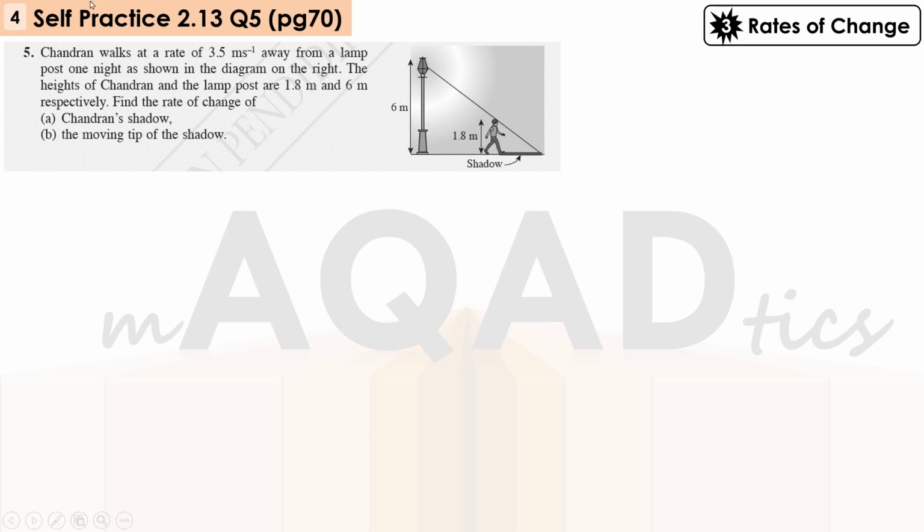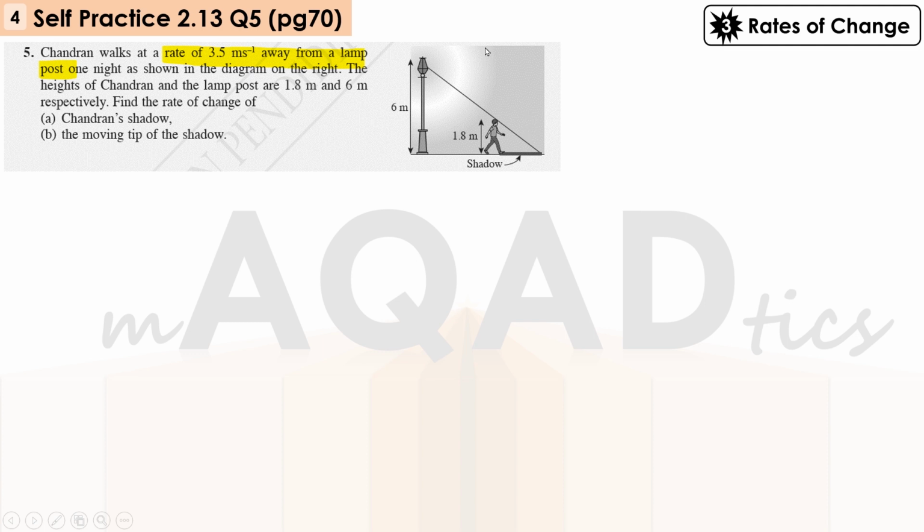Fourth question taken from textbook Self-Practice 2.13, question 5. Right, so we have Chandran who walks away from the lamppost, which is this one, at a rate of 3.5 meters per second. So let's say Chandran is here, and after 1 second he will move 3.5 meters to the right, and let's say he is somewhere here later.